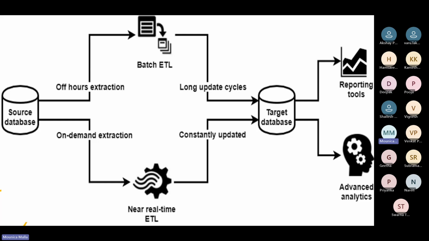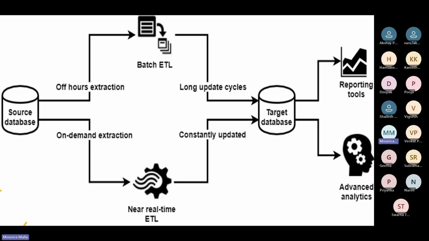Now, for the source database, we have on-demand extraction and off-hours extraction, so batch ETL, near real-time ETL, long update cycles, and constantly updated target database. Now, just take one flow: off-hours extraction, batch ETL, long update cycles. So what is off-hours extraction? These are all different terminologies, guys. In today's trend, they will ask you what off-hours extraction and on-demand extraction are if you go for any interview.